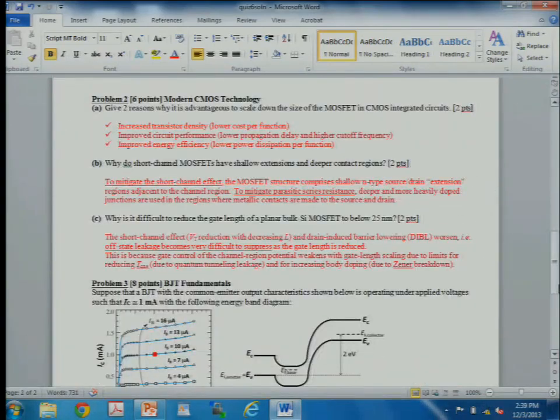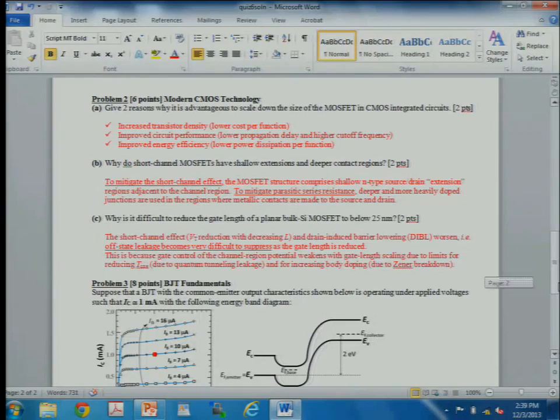For short answer questions for modern CMOS, okay, why do we scale? You can have lower cost or higher transistor density, same thing. And then higher circuit performance. If you just said higher circuit performance, that's fine. For digital circuits, it means shorter propagation delay. And for analog circuits, you have higher cutoff frequency. Another benefit is you improve the energy efficiency. You can lower the amount of power or energy you need to perform a given function.